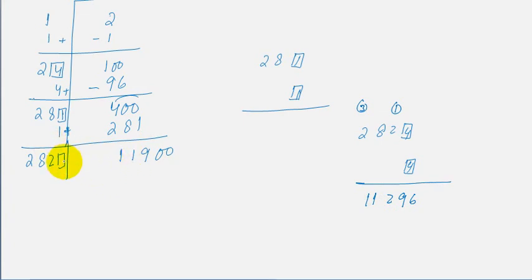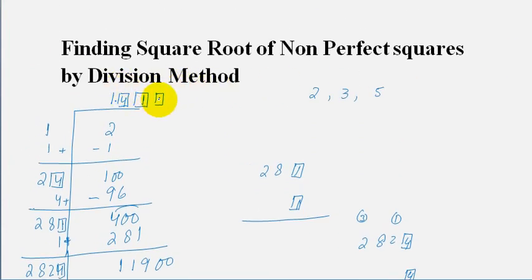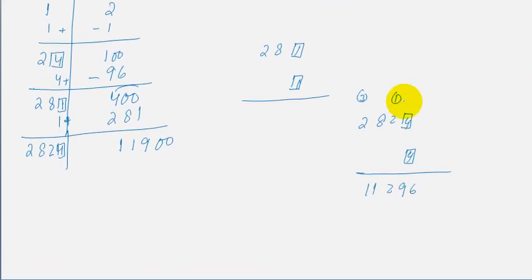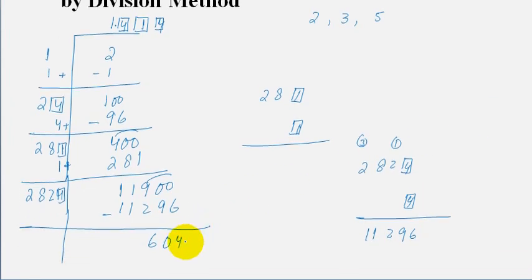So we choose the number 4 for this position and we add the same number in our quotient and we get 11,296. Now we subtract these two numbers. 10 minus 6 is 4 and 9 minus 9 is 0 and we are left with 8. 8 minus 2 is 6. 6, 0, 4. We can put 2 0 here.